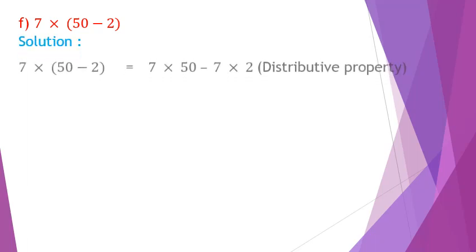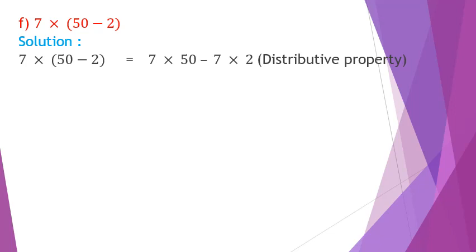Next is F, 7 into 50 minus 2. Here we can use the distributive property. 7 into 50 minus 2 can be written as 7 into 50 minus 7 into 2 equal to 350 minus 14. Directly you can subtract, you will get 336, or you can apply the rule of subtraction of integers. That is 350 plus minus 14. Bigger number minus smaller number and put the sign of the bigger number. So we get the answer as 336.